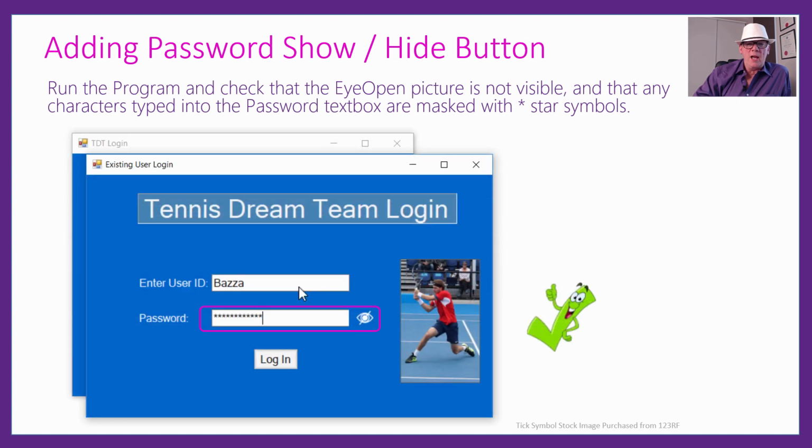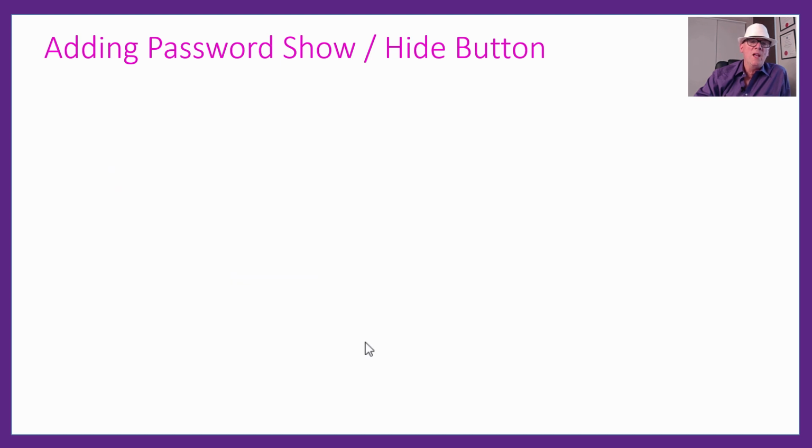And we run the program, and what should happen is that Baz is there. When he types in his password, it is hidden, and we're not seeing the OpenEye one down here. We're only seeing the ClosedEye one. So the OpenEye one is visible false and enabled false. So that's all working very nicely so far.